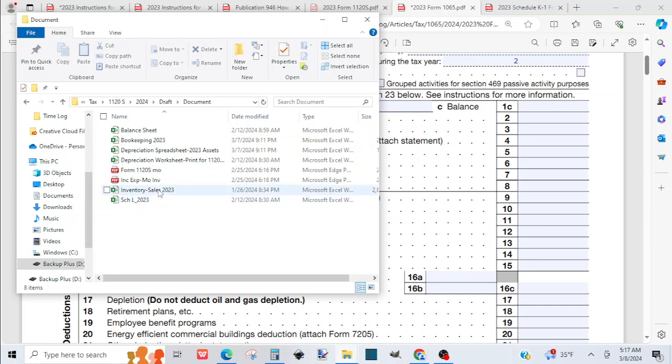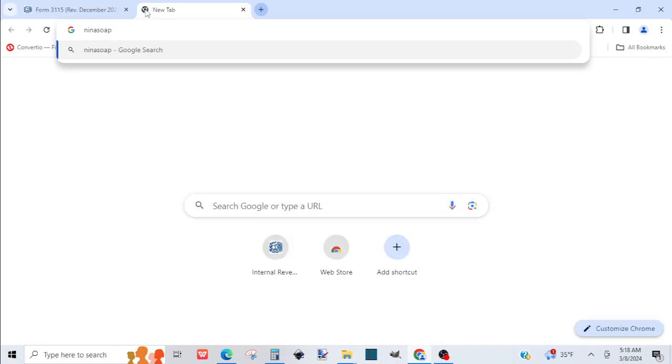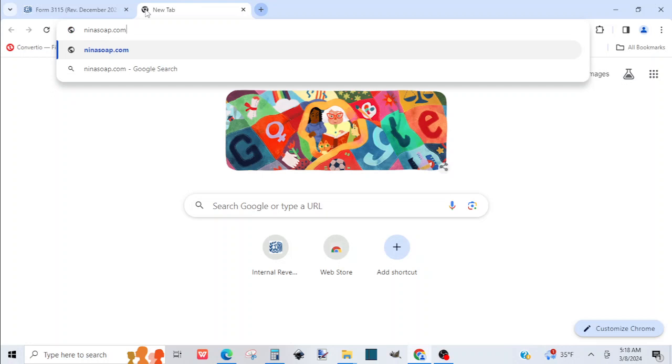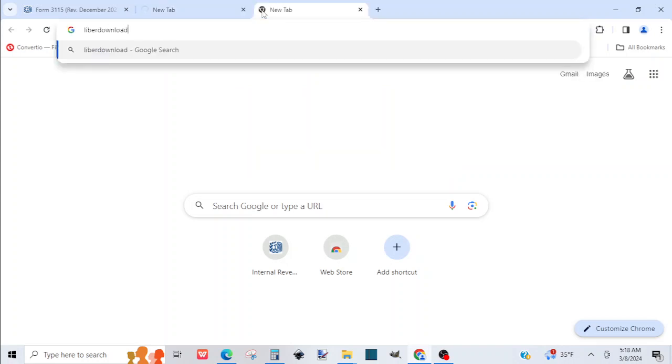Therefore, we'll go to the inventory and sales worksheet. And by the way, you can find that inventory and sales worksheet at ninasoap.com. And it is free, under free download, but we do have a spreadsheet we sell at liberdownload.com as well.